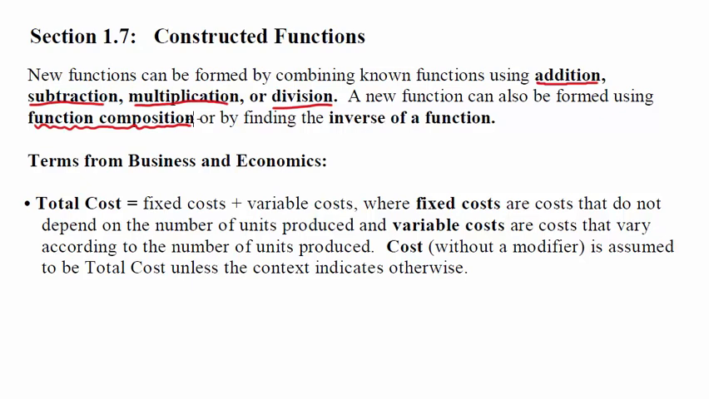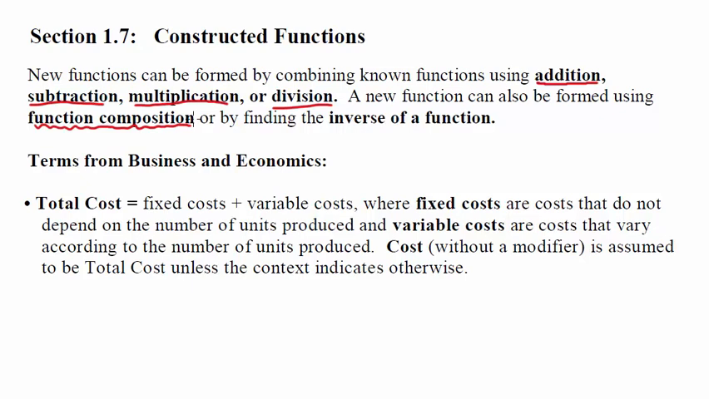Before we get into combining these functions, I want to run through some terms in business and economics that we will see come up a good bit in this course. The total cost, let's say we have some business, is going to be everything I have to pay. I'm going to have money coming in and money coming out. The cost is everything that I pay.